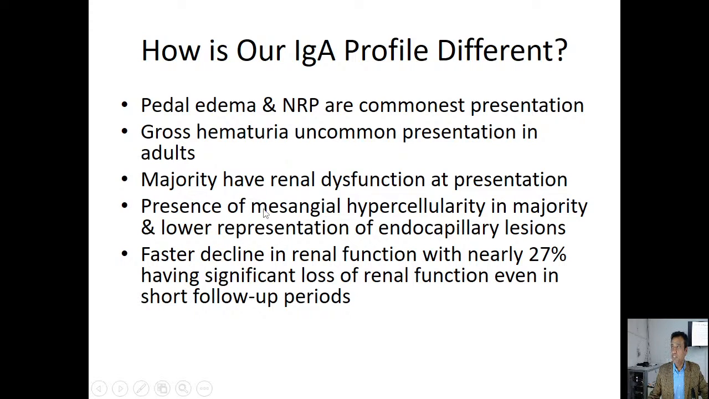The presence of mesangial hypercellularity in the majority, which is quite unique to our population, and lower representation of endocapillary lesions is another hallmark of our cohort. And unfortunately, our patients have a faster decline in renal function, with nearly a quarter having significant hard renal endpoints, even on a very short follow-up period of less than 3 years.